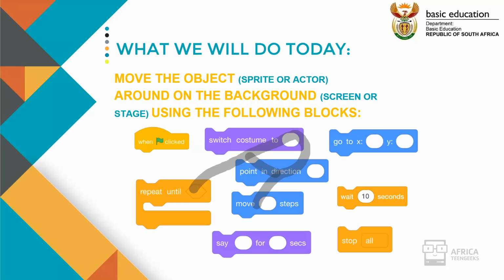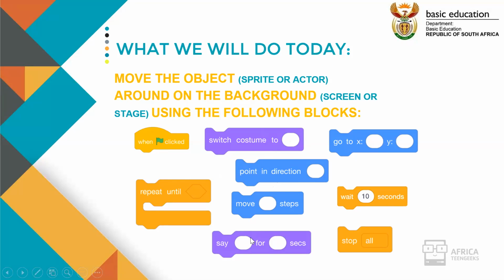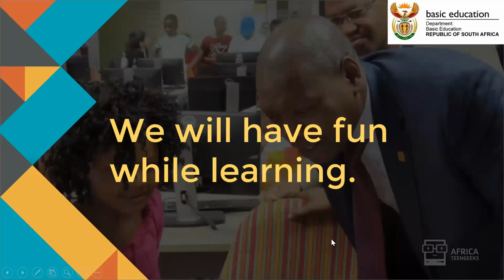Right, so these are the blocks. You see there's 3 blue ones, there's 2 purple blocks, and there's 3 orange. You see the yellow block over here, when the green flag is clicked. Right, you can remove your funny face. Yes, it's a nice smiley face, but you must take it off now, okay? Thank you. The 3 orange, 1 yellow, 2 purple, and 3 blue. But you don't have to memorize that now. You'll see when we do them. And that is what we're going to do. We will have fun learning.